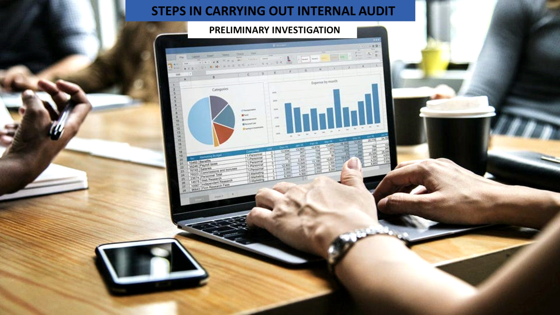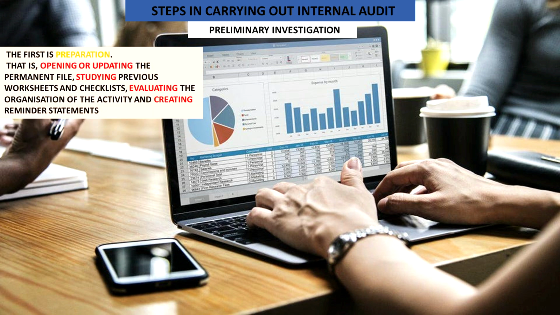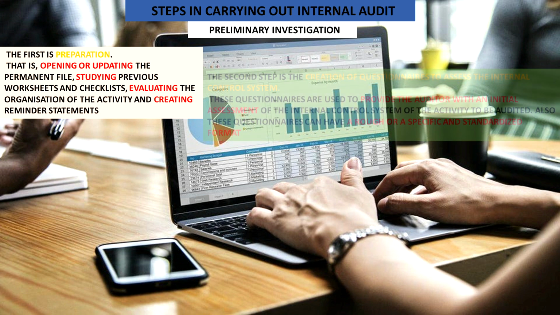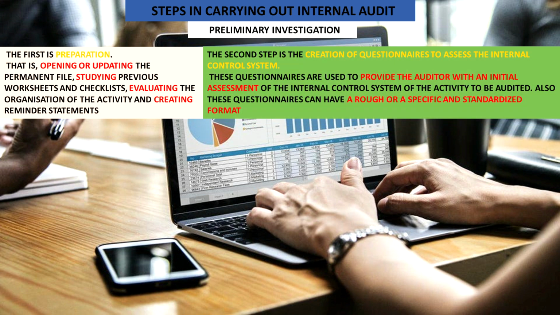The internal auditor, to complete this investigation, is necessary to complete 9 procedures. The first is preparation, that is opening or updating the permanent file, studying previous worksheets and checklists, evaluating the organization of the activity, and creating reminder statements. The second step is the creation of questionnaires to assess the internal control system. These questionnaires are used to provide the auditor with an initial assessment of the internal control system of the activity to be audited. Also, these questionnaires can have a rough or specific and standardized format.